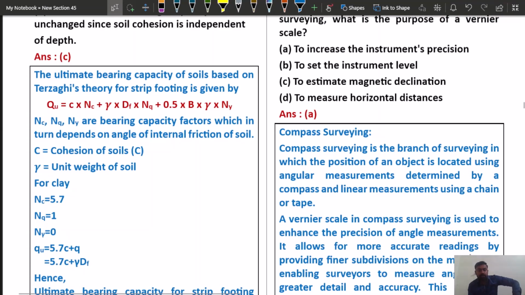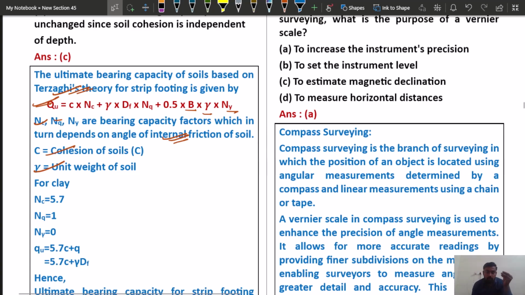This is the ultimate bearing capacity of soil, based on Terzaghi's theory. The formula is: q = C·Nc + γ·Df·Nq + 0.5·B·γ·Nγ, where Nc, Nq, Nγ are the bearing capacity factors, which depend on the angle of friction of the soil. C is the cohesion of soil, and gamma is the unit weight of soil.